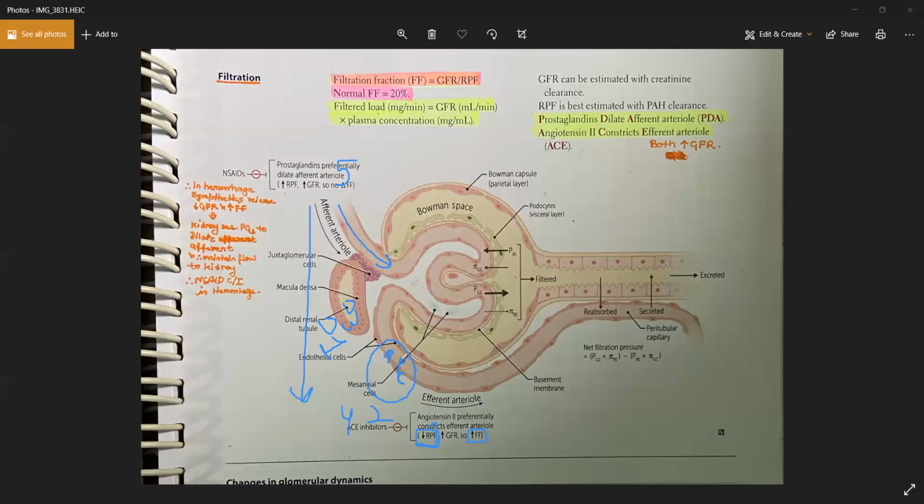Because of this increase in the pressure, you will have a high hydrostatic pressure and that will cause more GFR, and you will have a more filtration fraction. Is that okay? Yes. Got it.